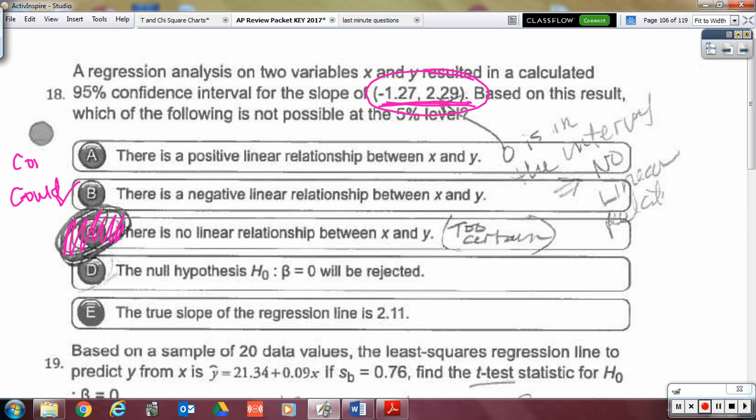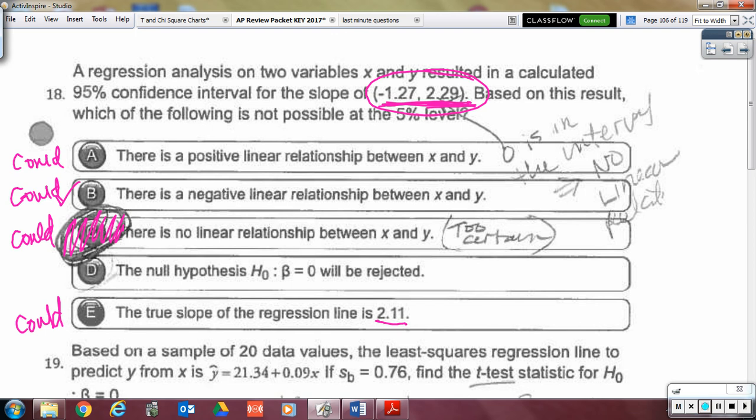Now, based on that interval, since 0 is in it, could there be no linear relationship? Could the slope be 0? Yes, so it could also be that. Could the true slope of the regression line be 2.11? It could be. How about could you reject the null hypothesis?